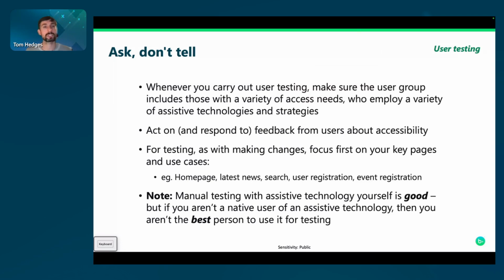Moving on to ask, don't tell. So the value of getting a diverse group of users to help you with testing. Whenever you carry out user testing, make sure you've got users with a variety of access needs. Do act on and respond to all of their feedback. And crucially, make sure that you're focusing your testing and your changes on those most important use cases, your homepage, your user registration, your checkout flow, whatever that might be for your site.